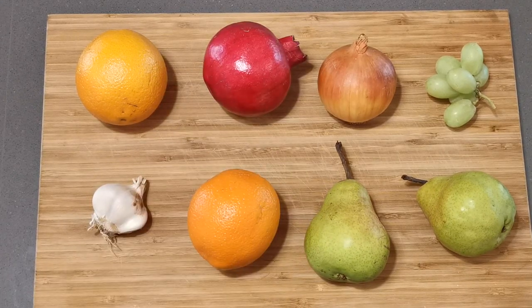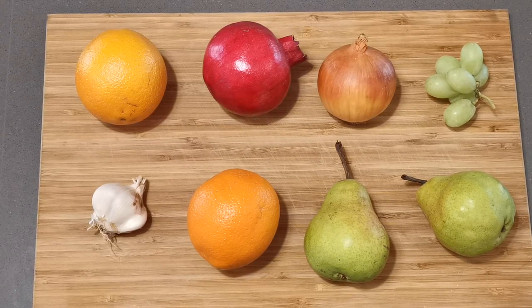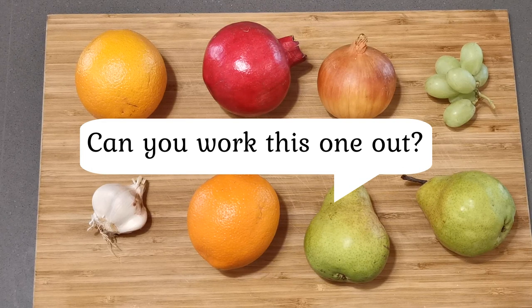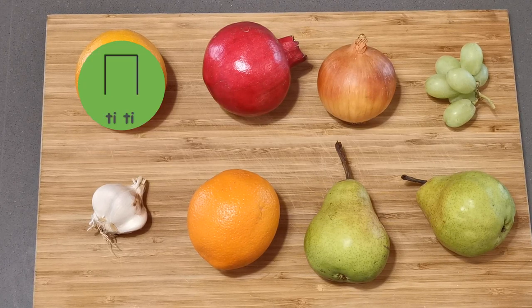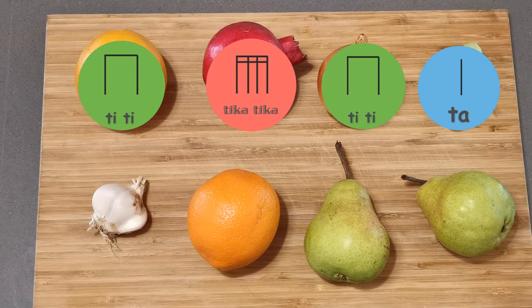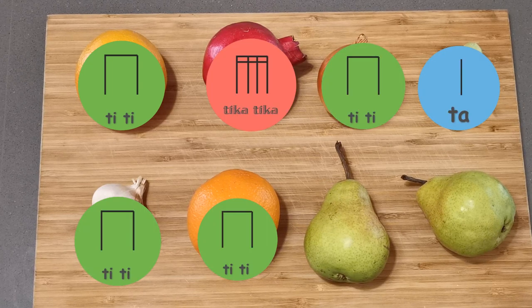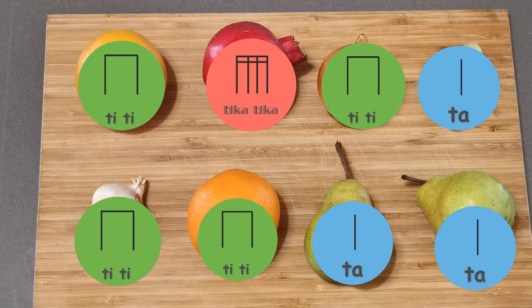And now I have orange, pomegranate, onion, grapes. Garlic, orange, pear, pear. Let's do it straight away into time names. Titi, tika, tika, titi, ta. Titi, titi, ta, ta. You clap that by yourself and say the time names. Ready, go. Well done.